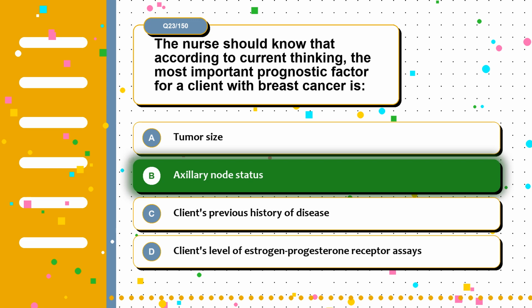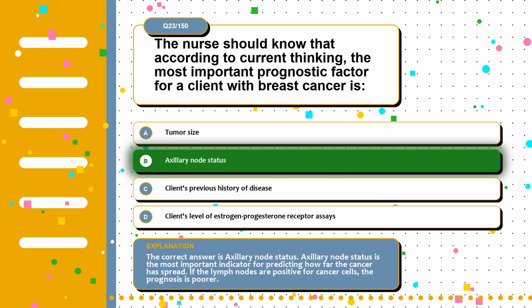The correct answer is option B. Axillary node status. Axillary node status is the most important indicator for predicting how far the cancer has spread. If the lymph nodes are positive for cancer cells, the prognosis is poorer.